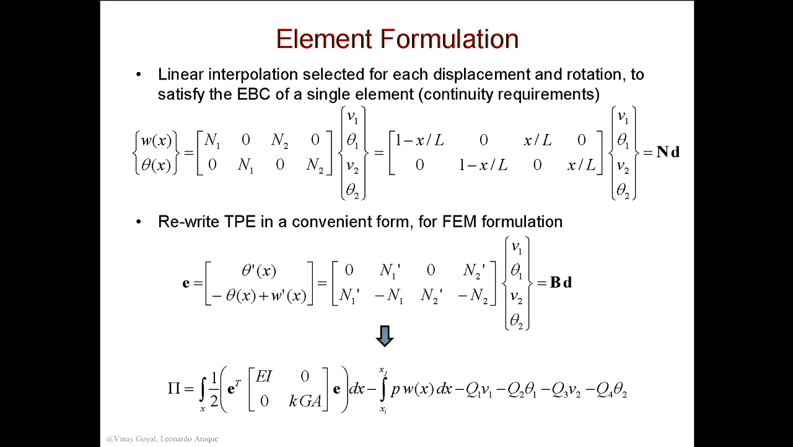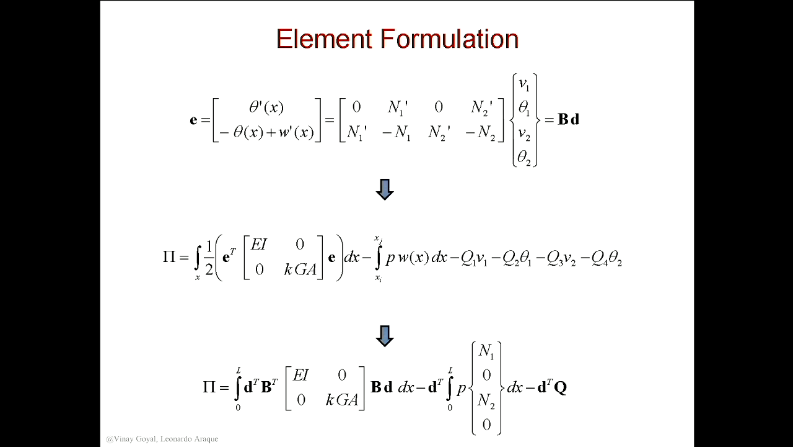And so all I have to do is plug this into my total potential energy here at the bottom. So when I do that, I just substitute E bold transpose. I get D transpose B bold because E bold is B bold D. So I just do that. And then for E, I get B bold D. And then for W, I have to be careful. I have N1 and N2 because I don't have contributions in the thetas. Okay, and then I have the Q vector, the bold Q vector times D transpose.